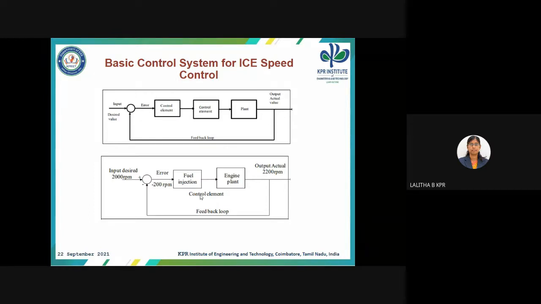So in the control system of the IC engine speed control, the fuel injector is the control element and the IC engine is the plant.